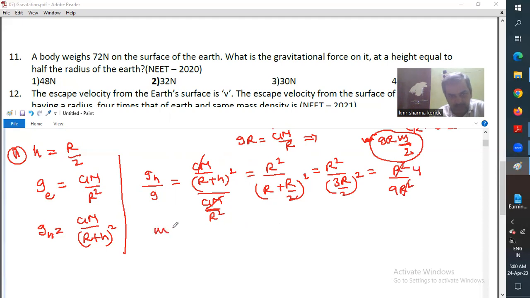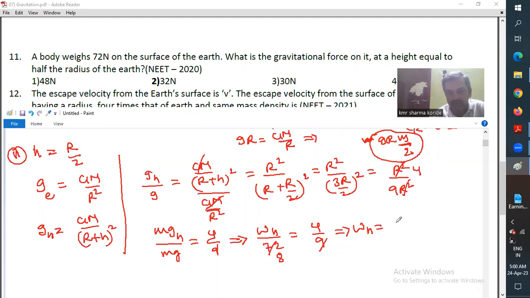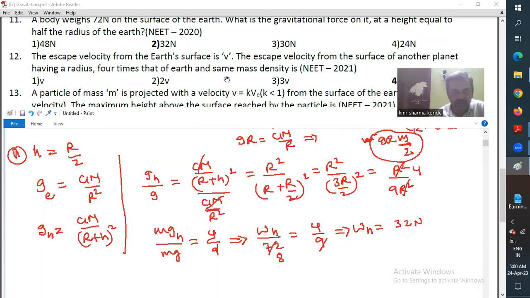So let us multiply and divide by mg. So this is 4 by 9. Then we are looking for the weight at height h, that is R by 2. This is given 72 is equal to 4 by 9. So 9 times 8, the answer is weight at h equal to R by 2 is 32 newtons. So the second option is correct. This is given in NEET 20.